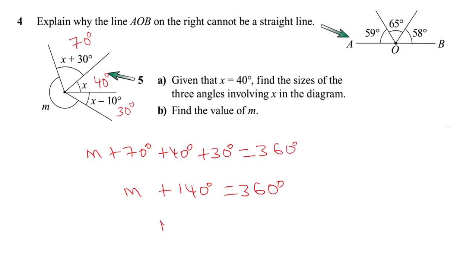Okay, now to find m, all you need to do is to do the opposite. So you do 360 take away 140. Just do the opposite with that. And there are so many ways of doing that. Okay, and the answer here is going to be 220 degrees. So m is 220. And indeed, it looks like a reflex angle. So that is correct.